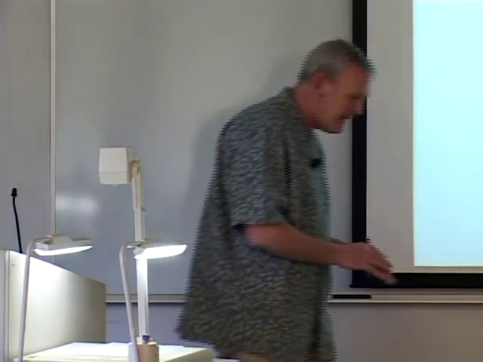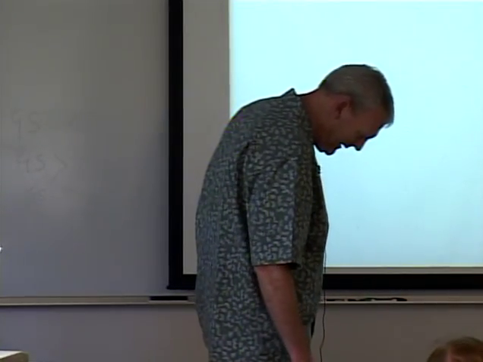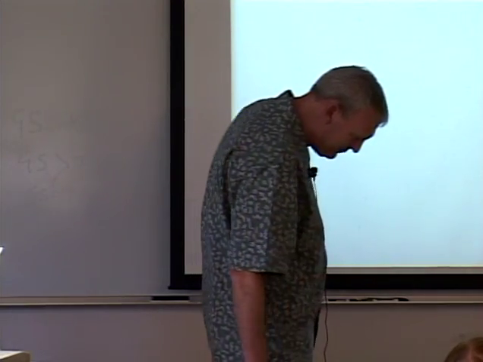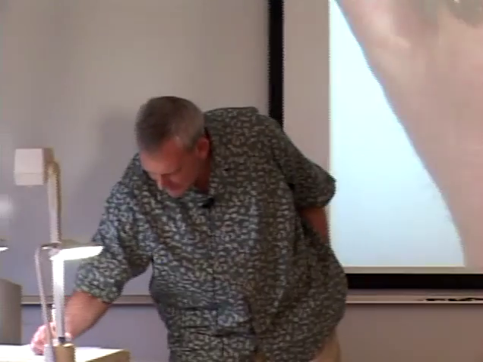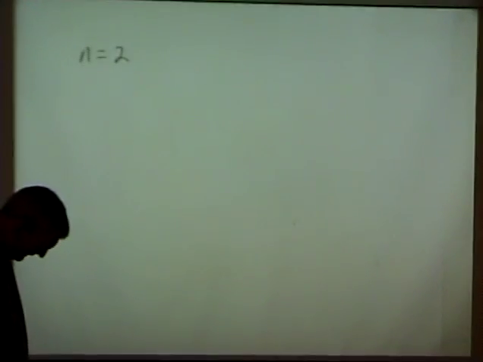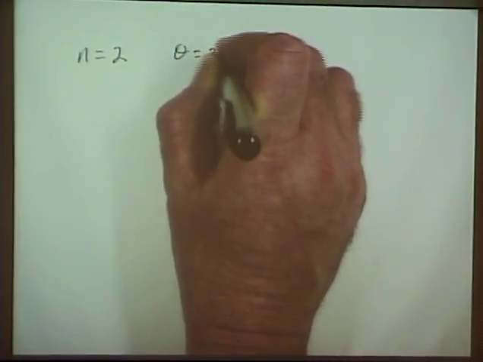So we're going to look at a diffraction grating problem here, because these slides don't help much. All right, so here we go. Here's the big idea. It says a particular diffraction grating produces n equals 2 spectral order at an angle of 32 degrees. So theta equals 32 degrees.